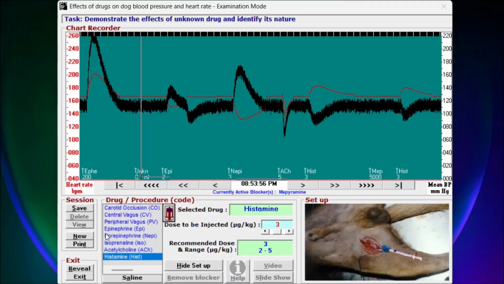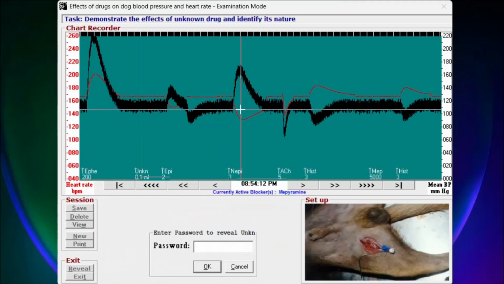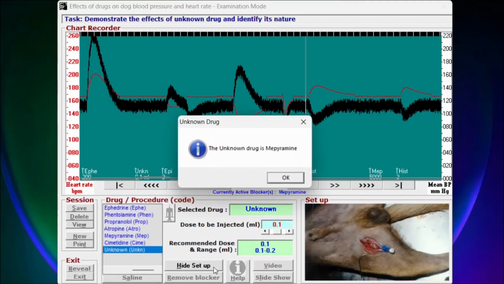So let's reveal what the unknown drug is. And for revealing, you cannot reveal it yourself. It will be revealed by the invigilator. But for showing you that the answer is mepyramine, let's just try to reveal it once again. So here we have selected the unknown and let's reveal. So here you can see the unknown drug is mepyramine. That is what we have reached as this particular conclusion, right? Before I have revealed the drug.